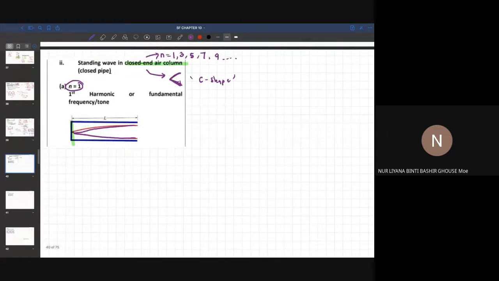Okay, so first step kita tahu N kita. Next step kita tahu shape dia adalah C shape. So you should be able to draw. Okay, lepas tu next kita akan labelkan knots dengan anti-knots.